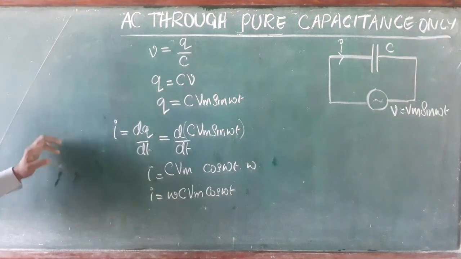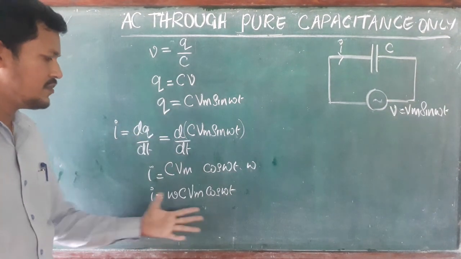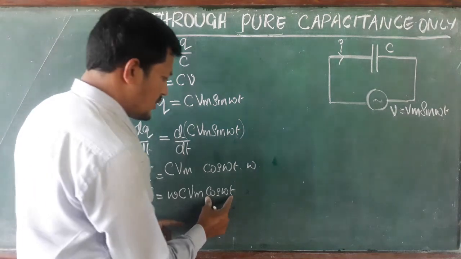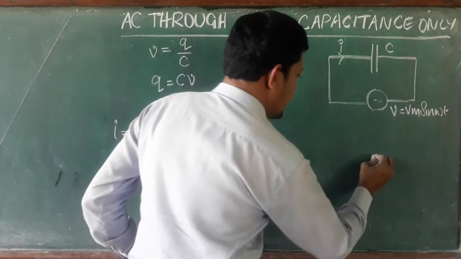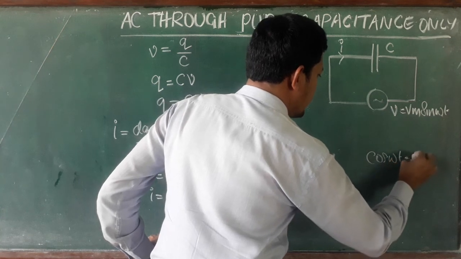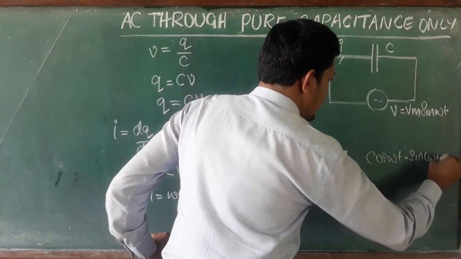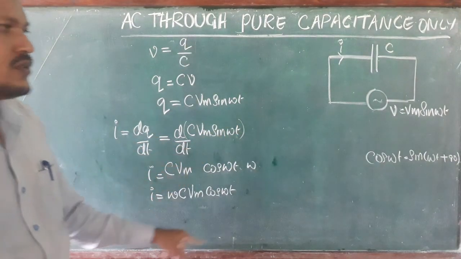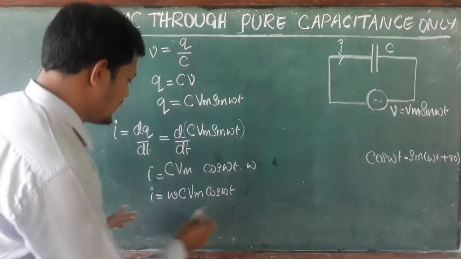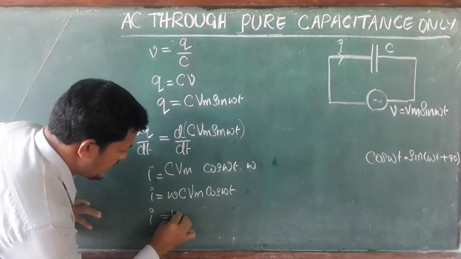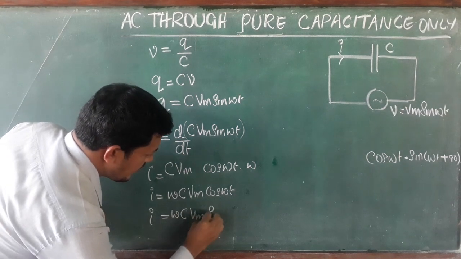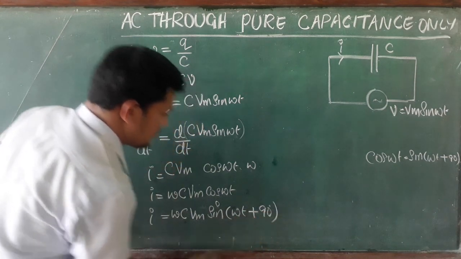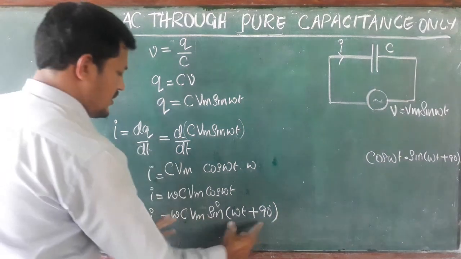Now we got the equation, but it is not in the form we want. Here cos comes, and we want it in the sine function. So we convert cos omega t: cos omega t equals sin of omega t plus 90. In the earlier case it was minus cos omega t, now it is positive cos omega t. So I equals omega C Vm sin of omega t plus 90 degrees. Clear? So we got a sinusoidal waveform now.